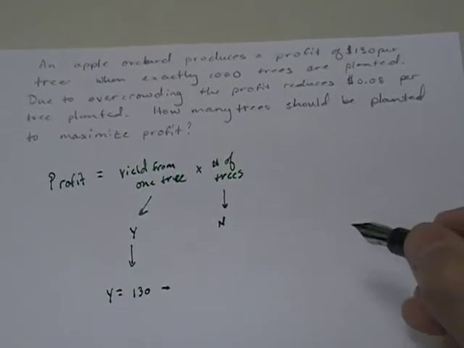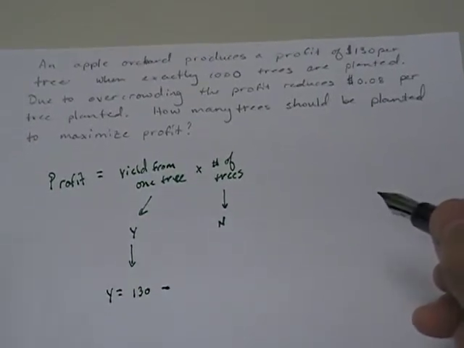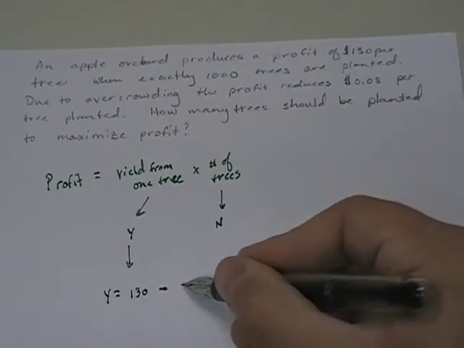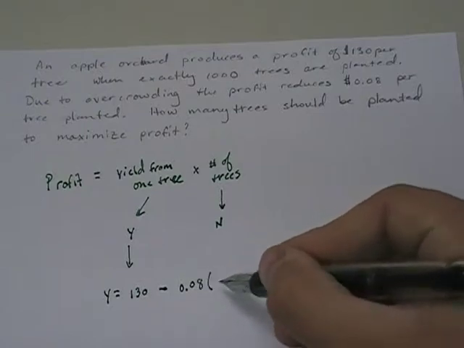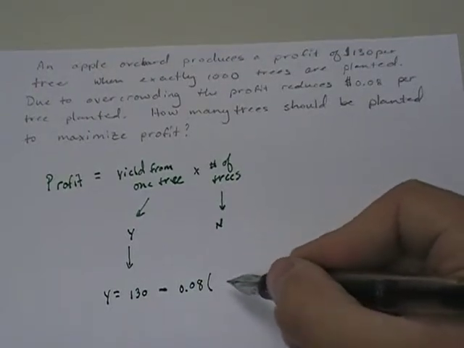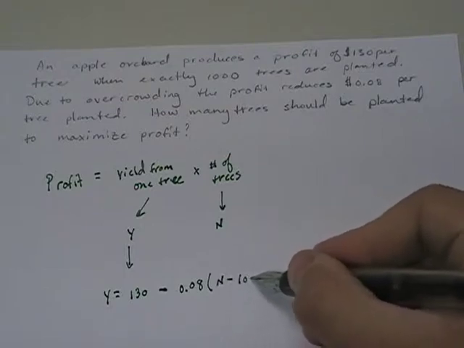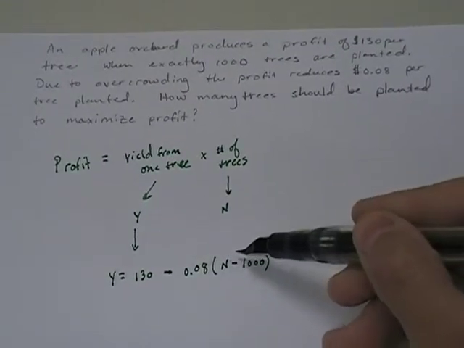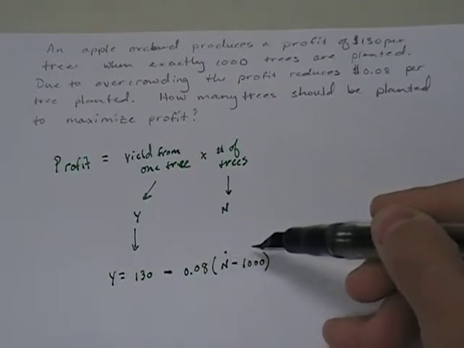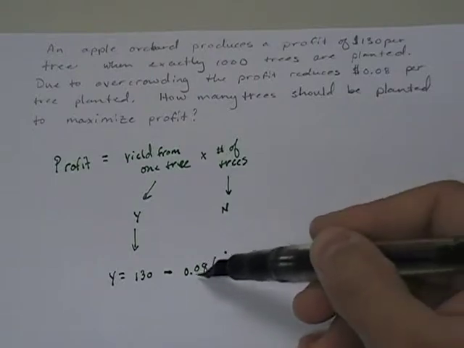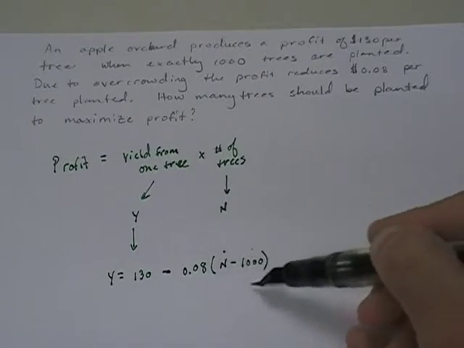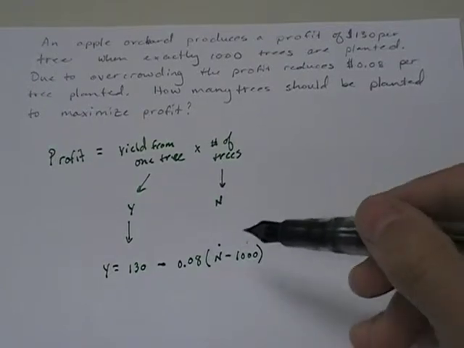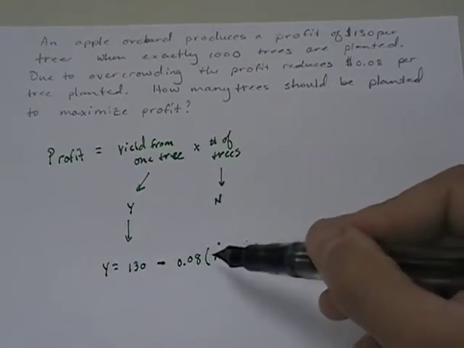Minus, now, we're going to lose 8 cents for every tree above 1,000 that we plant. So I'm going to put minus because we lose money. And I'm going to say 0.08 times N minus 1,000. Now, follow my logic here. If I planted 1,100 trees, 1,100 minus 1,000 would be 100. 100 times 0.08, that's how much profit I would lose for overcrowding.